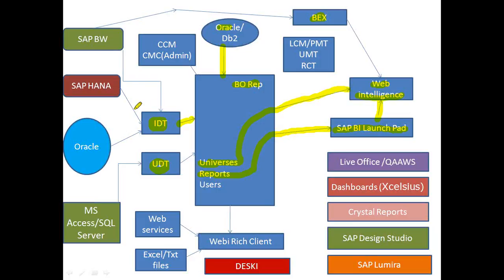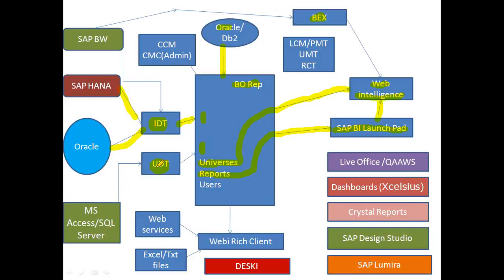With the IDT you can connect to multiple sources at a time and define a universe. So multi-source is enabled in the IDT tool. You can develop one universe connecting to multiple source systems at a time. But with the UDT tool, you can connect to only a single source system and develop a universe.